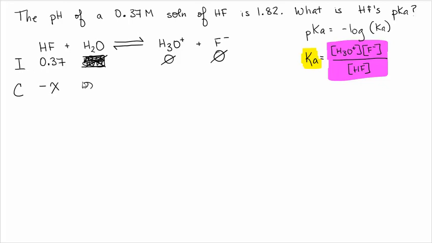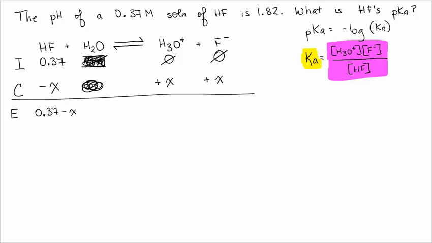Okay, we don't care about water. We're going to increase the concentration of hydronium ion by 1x because its coefficient is 1. We're going to increase the concentration of fluoride by 1x because its coefficient is also 1. At equilibrium, the concentration of HF is 0.37 minus X. The concentration of hydronium is X. The concentration of fluoride is X.